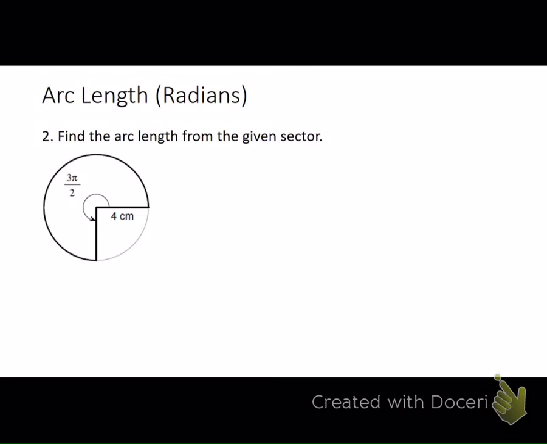So let's try if it's given to you guys in radians. Notice that our radius is still 4 centimeters. Do you guys see that? So we can still find the circumference. We know circumference is 2 pi r, and for us, r is 4. So this time our circumference is 8 pi.